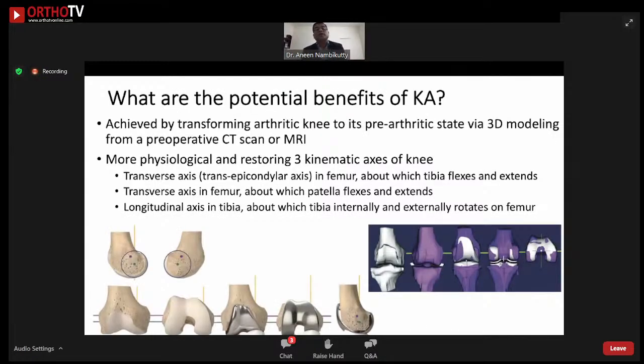The potential benefit of kinematic alignment is achieved by transforming the arthritic knee into a pre-arthritic state with 3D modeling, being more physiological and restoring three kinematic axes of the knee: the transverse axis, or the transepicondylar axis, about which the tibia flexes and extends; the transverse axis in the femur, about which the patella flexes and extends; and the longitudinal axis of the tibia, around which the tibia internally and externally rotates on the femur.